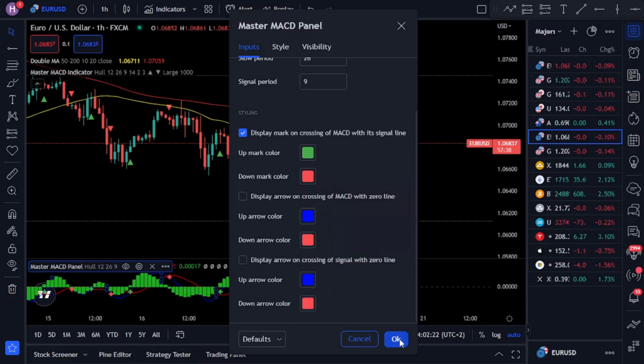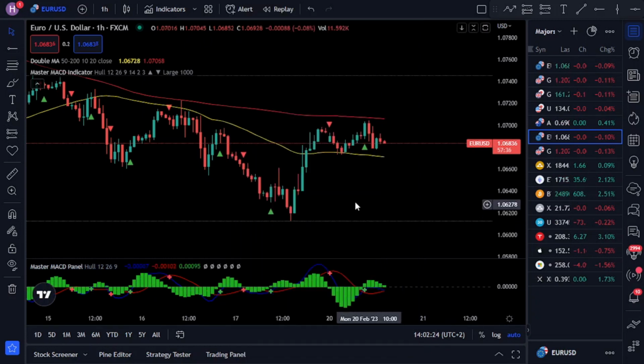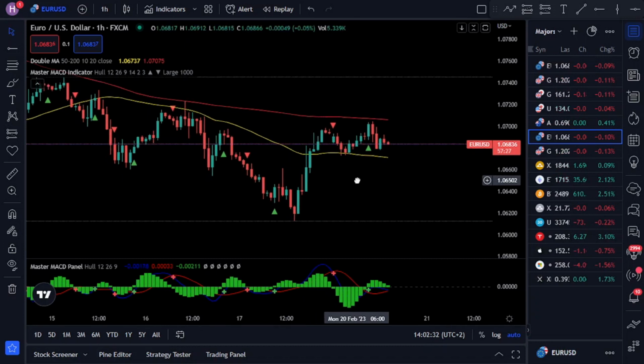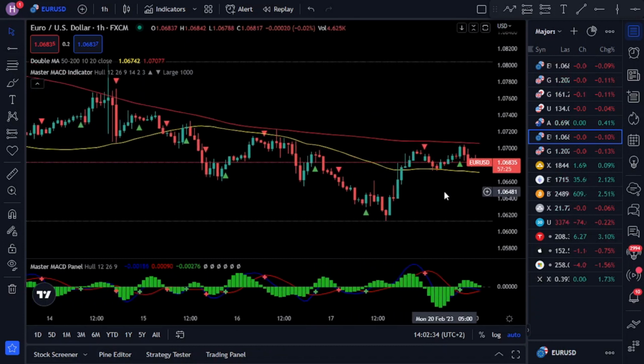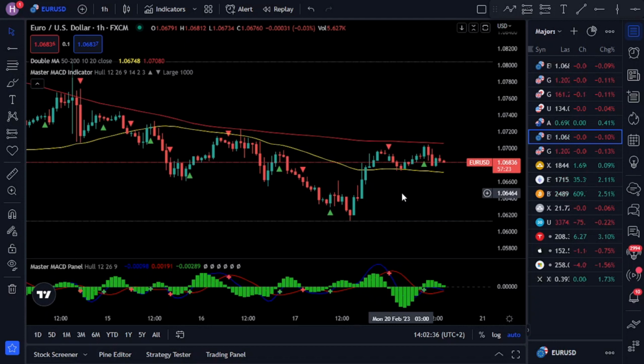What we do next is make the same adjustments to our indicator at the bottom, just to give a little bit more unity to the chart. Now, to use this easy to use strategy, it is important that we have a couple of rules in place. So what we are going to do next is look at the rules for the master MACD trend following trading strategy.